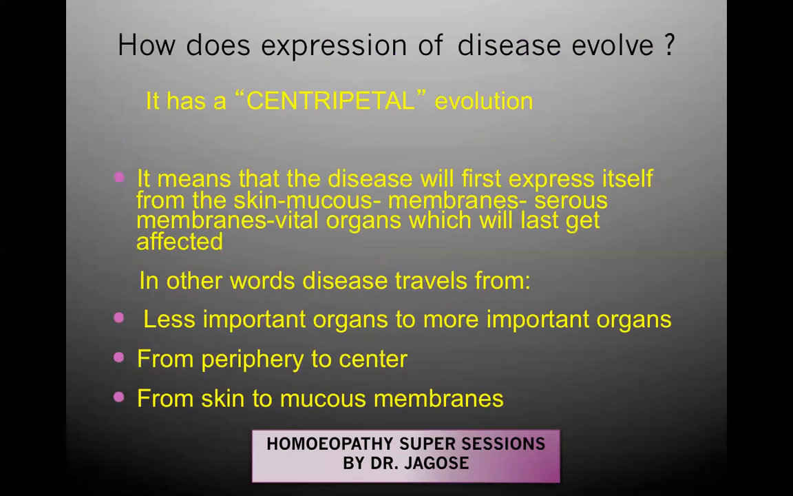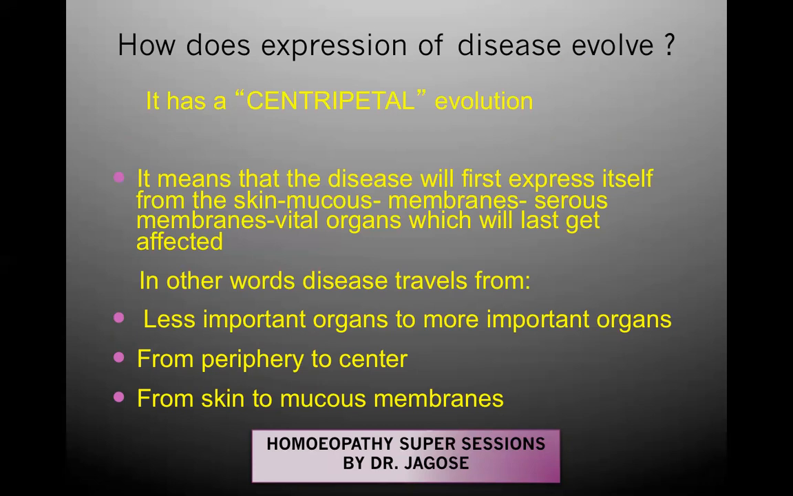Now let us see how the expression of the disease evolves. It is just the opposite. It has a centripetal evolution. Centripetal meaning what? Going from the periphery coming to the center, opposite of centrifugal. It means that the disease will first express itself from the skin, mucous membranes, serous membranes, then go to vital organs, which will be the last to get affected.